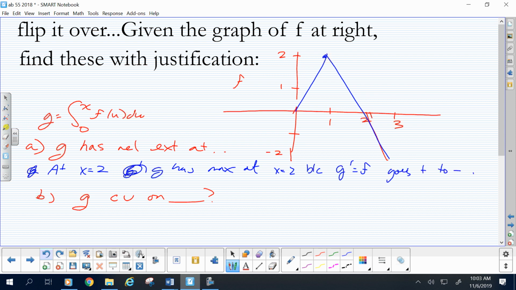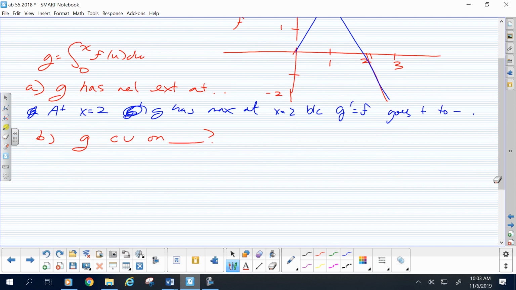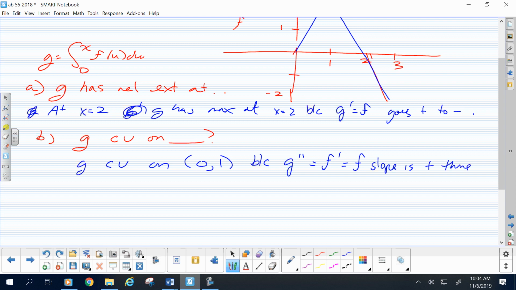All right. What about B? Matt, give B a go. G is concave up on 0 to 1 because G prime equals F prime, or G double prime equals F prime equals slope of F is 1. Wonderful. All right. G is concave up on, they would not grade for the endpoints, so if you had parentheses or brackets, it would be okay, but I would prefer parentheses. Because G double prime, which equals F prime, which equals, he tied it all the way back to what was given, F slope is positive. Okay, cool. Wonderful. It sounds like we're doing well.